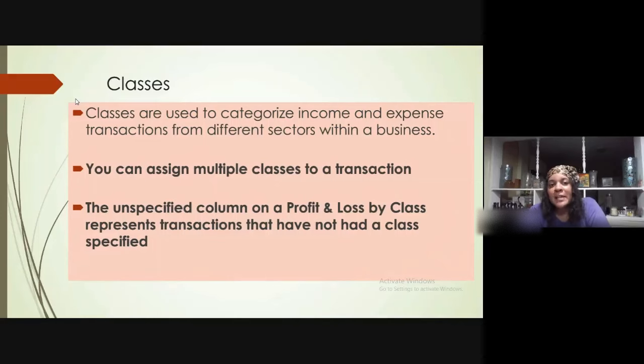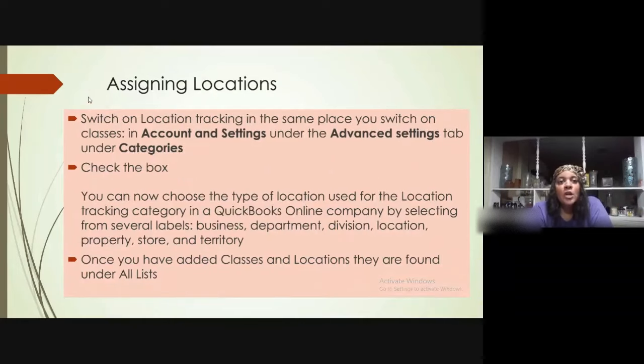Classes are used to categorize income and expense transactions from different sectors within a business. You can assign multiple classes to a transaction. The unspecified column on a profit and loss by class represents transactions that have not had a class specified. This will make more sense if you go to the training section in the self-paced section 1. They'll actually give you the visualization of the profit and loss account with that column there, the unspecified column. So again, you can assign multiple classes to a transaction, and the unspecified column on a profit and loss by class represents a transaction that has not yet had a class specified for it.